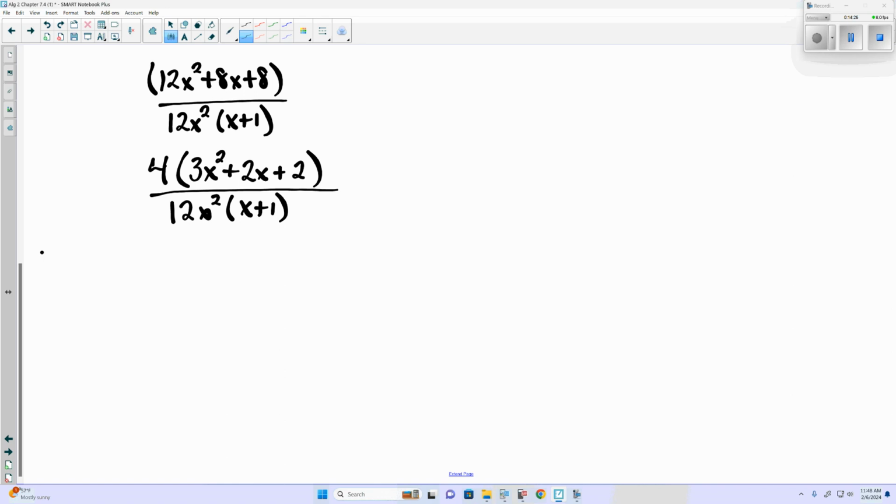Now these we can simplify. Because our 4 over 12, 4 is being multiplied with our 3x squared plus 2x plus 2 now. Our 12 is being multiplied with our x squared times x plus 1. 4 over 12 is what?